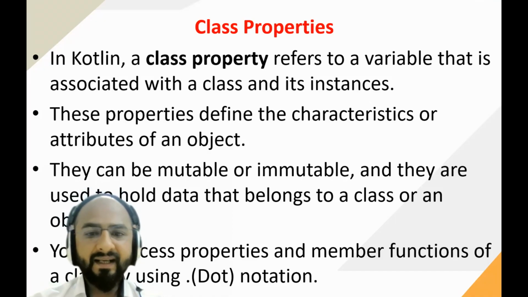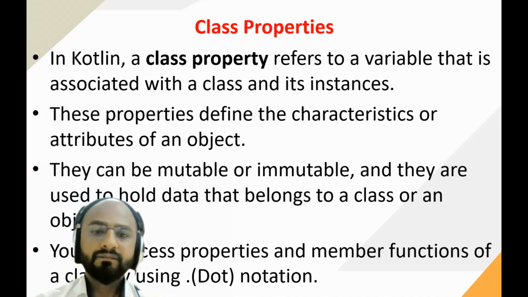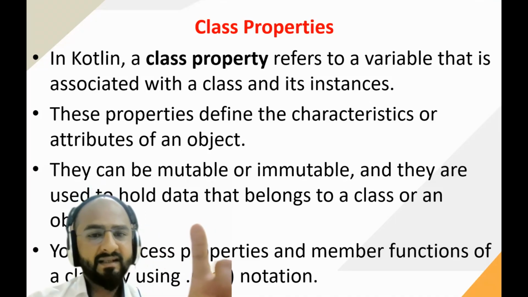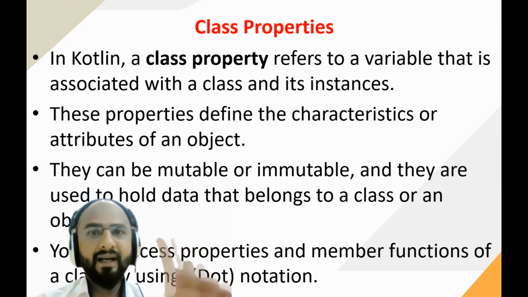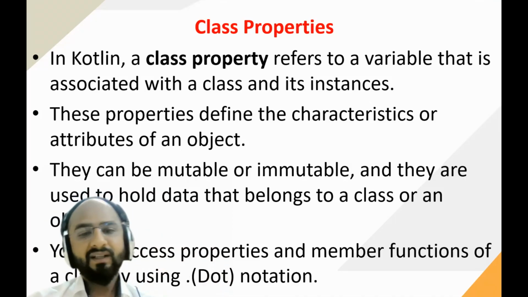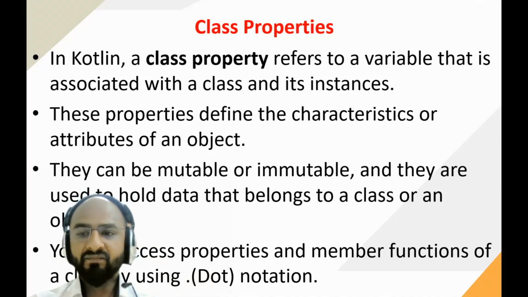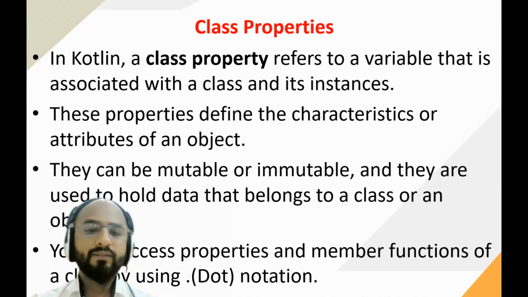These properties define the characteristics of a particular object. Say, for example, a pen. A pen has its particular size, its particular color, right? Height, width, color, size, these all can be properties of that particular pen class. They can be mutable or immutable. So if you are creating a particular property of that class, that property can be mutable and it can be immutable also. And they are used to hold the data that belongs to a class or an object.